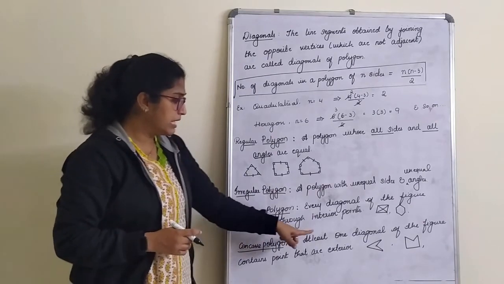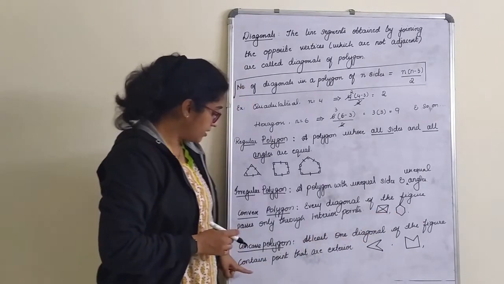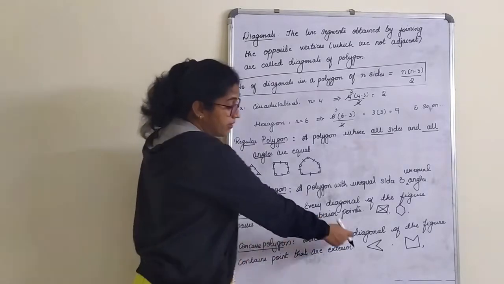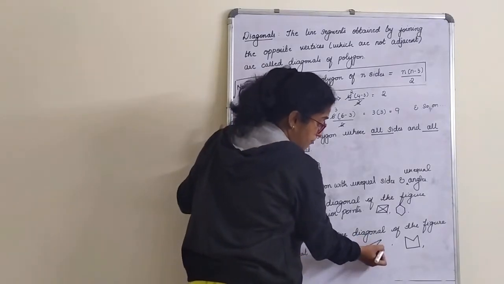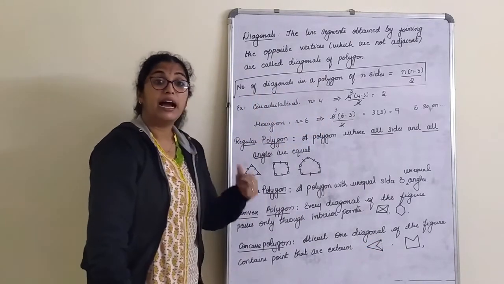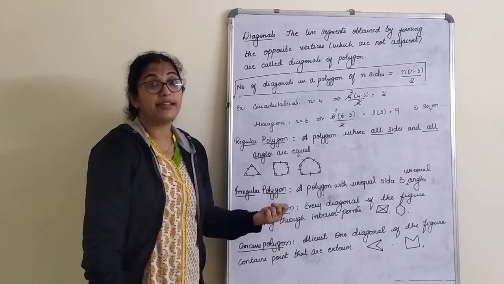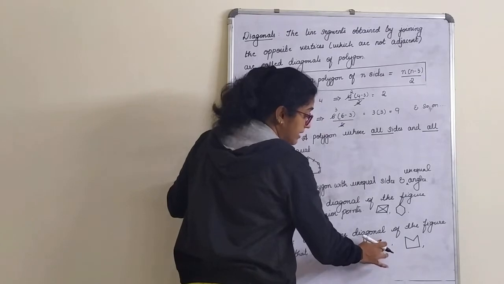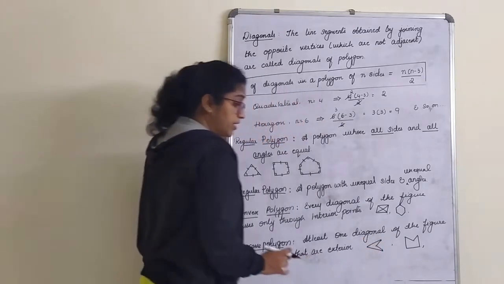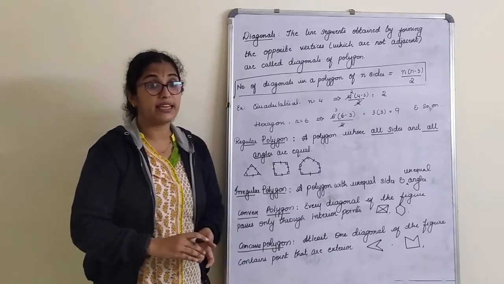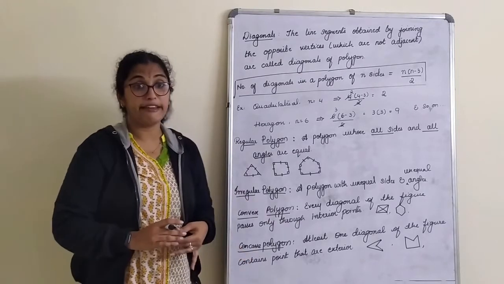Concave polygon: at least one diagonal of the figure contains a point that is exterior. Look at this polygon. We can join the opposite sides. That means if we join here, that will become a diagonal. I can also have an exterior diagonal apart from an interior diagonal. At least one exterior diagonal is possible. Such a figure where we can have at least one exterior diagonal is called a concave polygon.